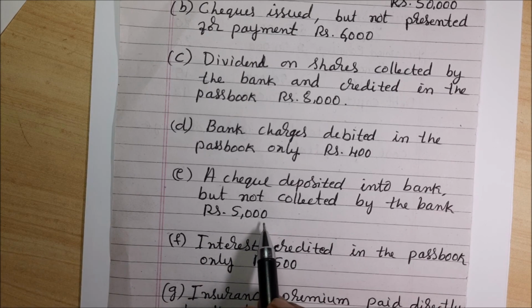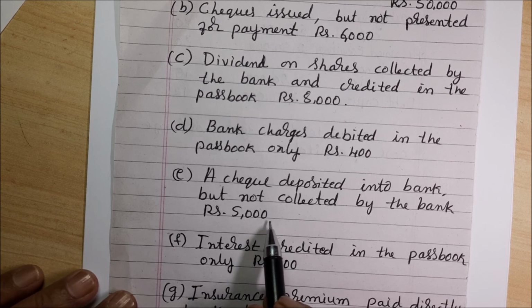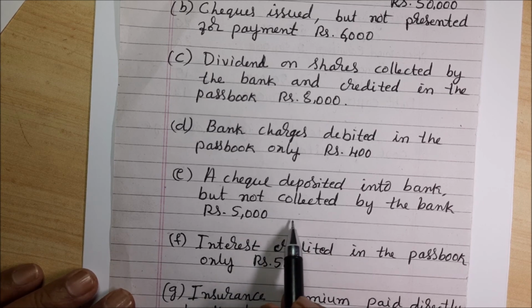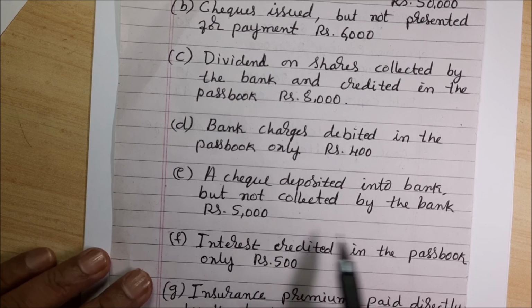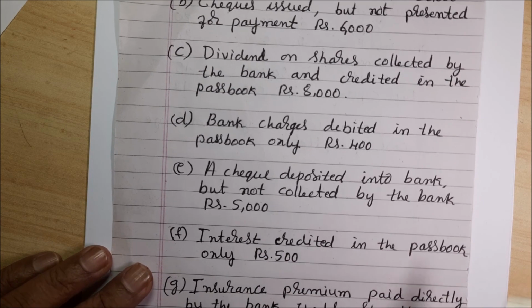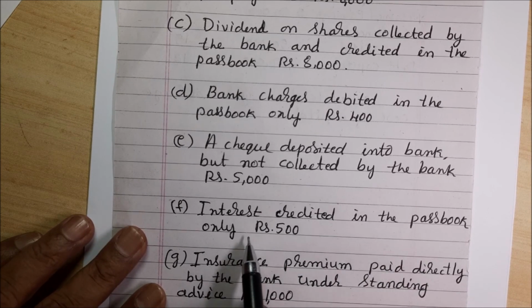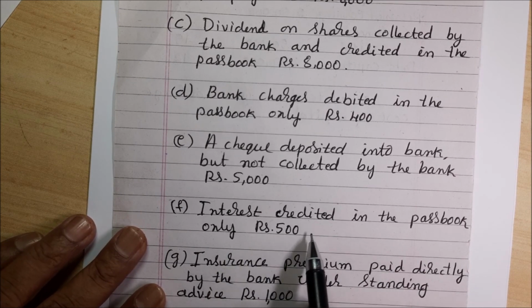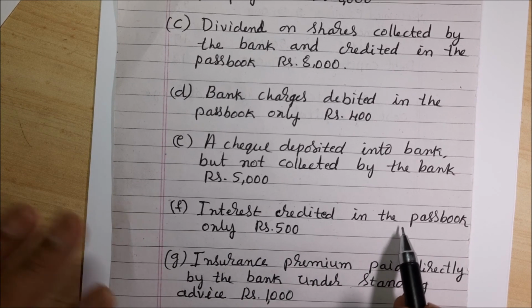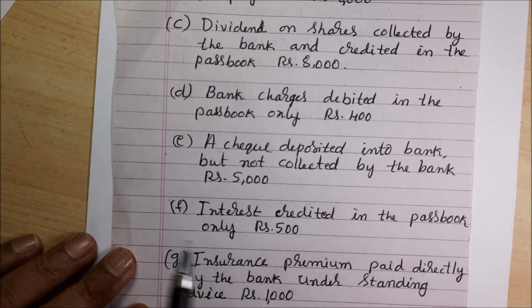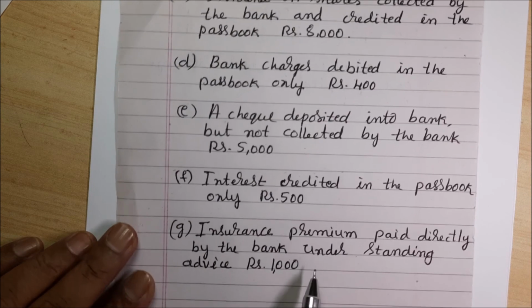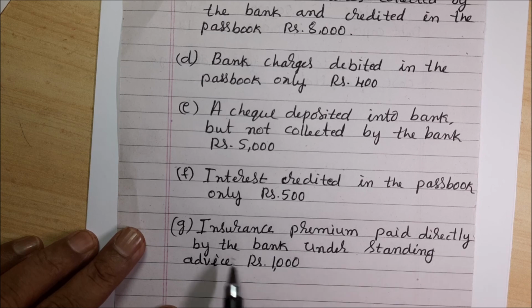So somebody has given a check, I have deposited, but it has not been collected before the due date. Then what happens? It is very simple. Cash book balance is showing more, but passbook balance is showing less. Interest credited in the passbook only rupees 500. Interest credited means passbook balance is showing more, cash book balance is showing less. Then add. Insurance premium paid directly by the bank under standing instruction.